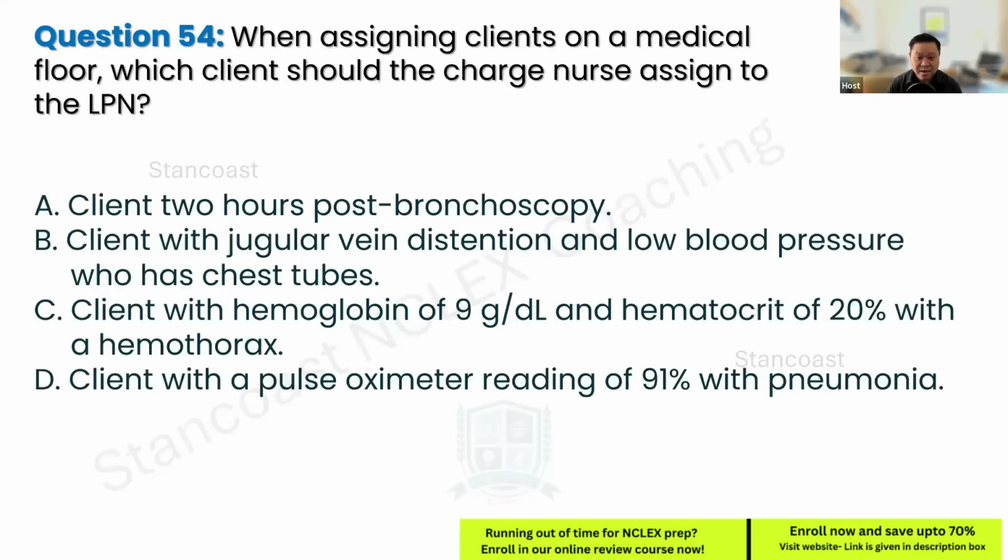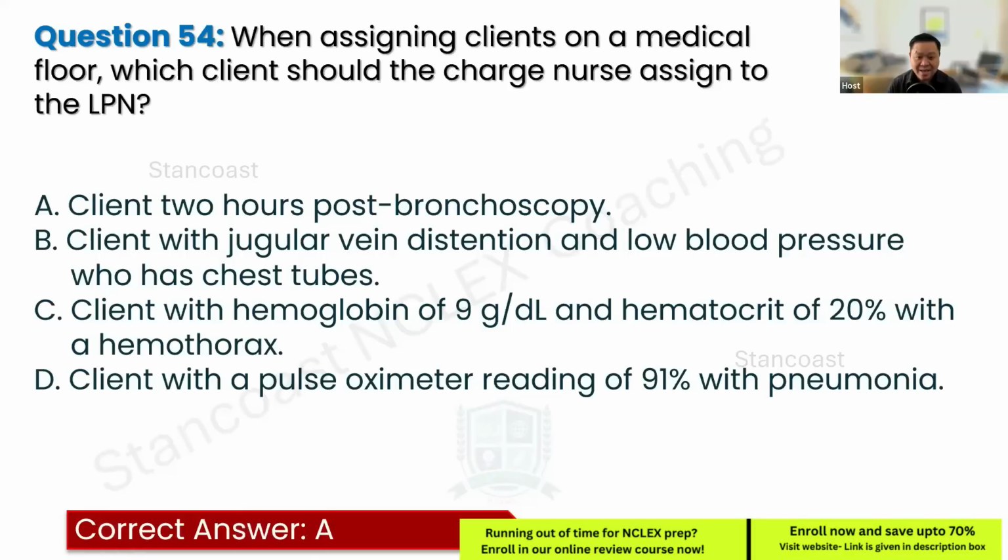The correct answer here is letter A, a client 2 hours post bronchoscopy, because this is under the scope of the LPN's practice, and the patient here is stable. Now, if you select letter B, the jugular vein distension and hypotension can indicate tension pneumothorax, which is a potential emergency which can require RN skill.